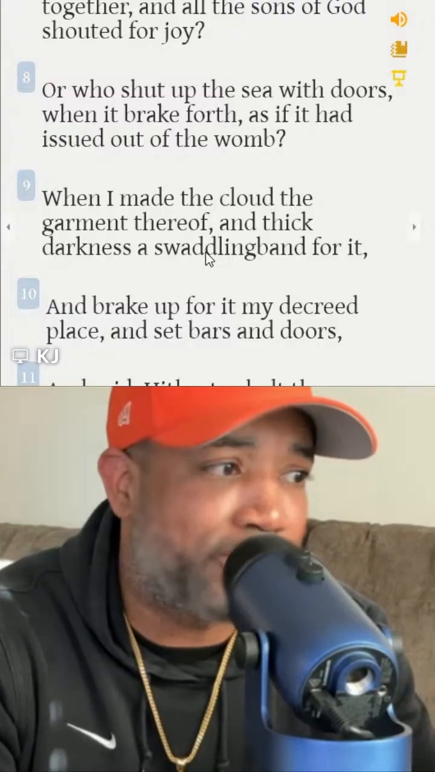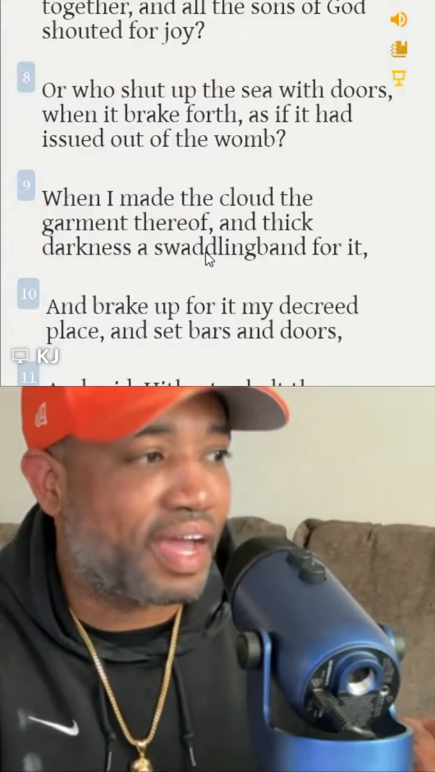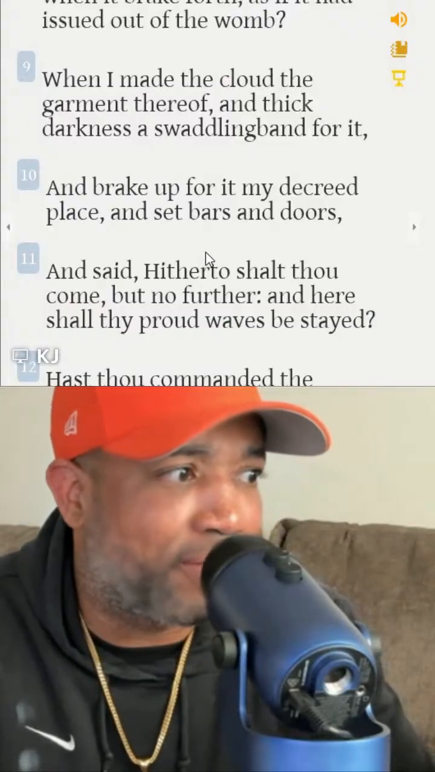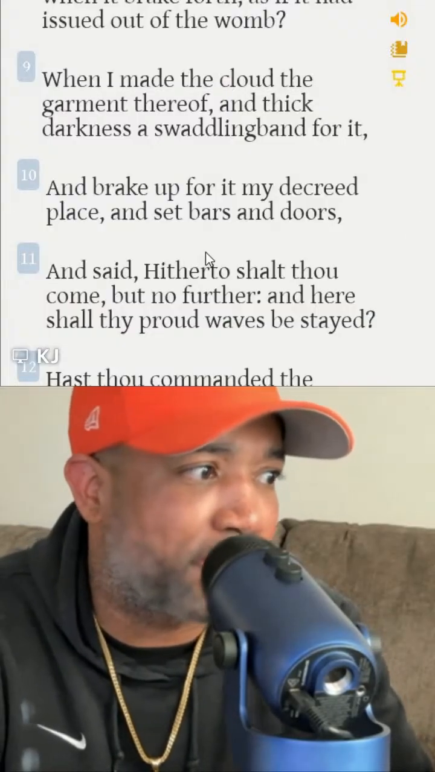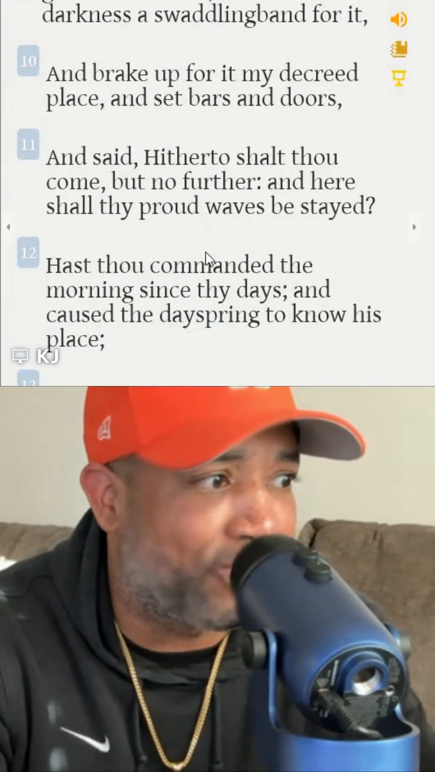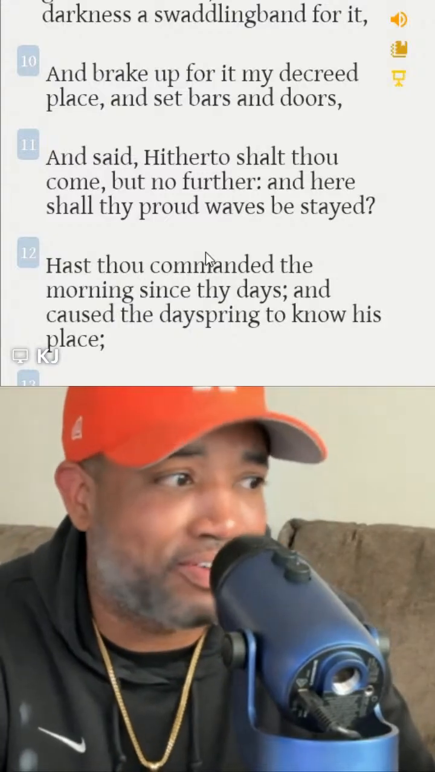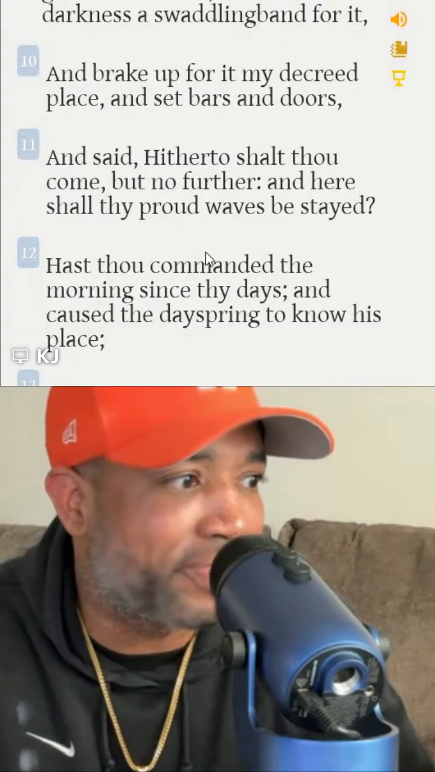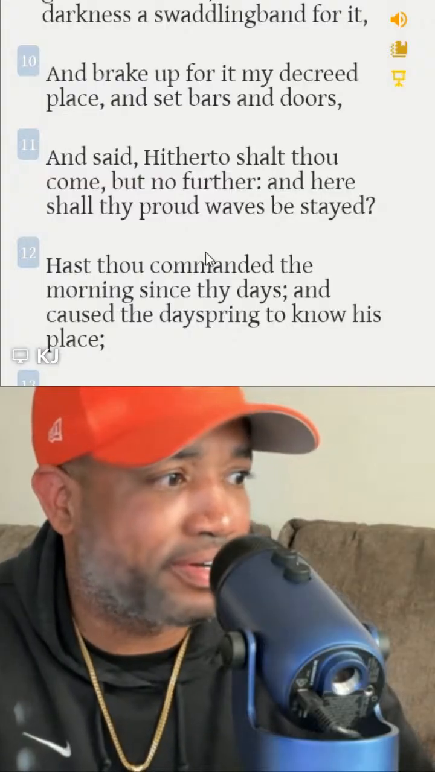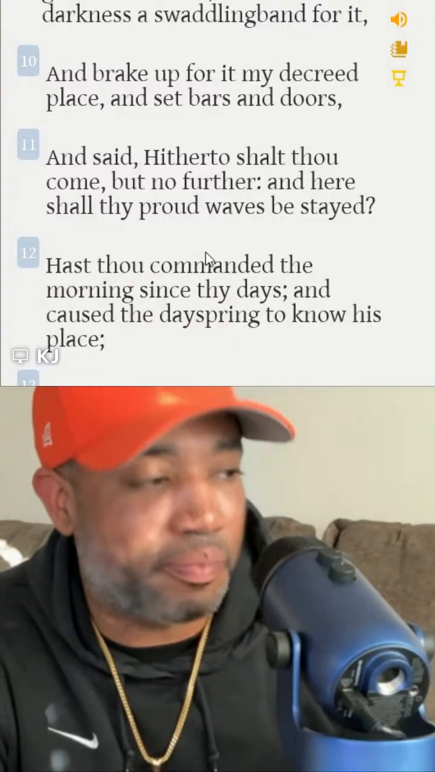"Or who shut up the sea with doors, when it brake forth, as if it had issued out of the womb? When I made the cloud the garment thereof, and thick darkness a swaddlingband for it, and brake up for it my decreed place, and set bars and doors." He's basically saying that he shut up the ocean, he stopped the clouds from falling out of the sky, he's doing all these things, and said, "Hitherto shalt thou come, but no further, and here shall thy proud waves be stayed."